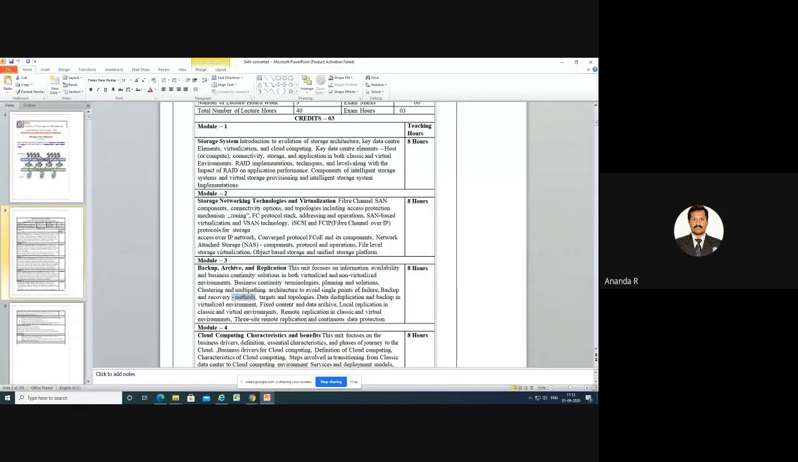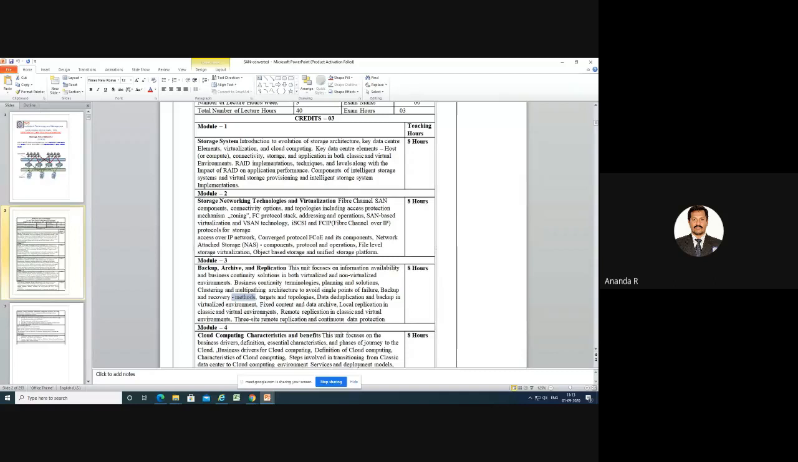Our focus is only on how the data is replicated in the virtual environment and in the classic environment, and how the data is backed up in the virtual environment and in the classic environment. What do we mean by clustering, and what do we mean by multi-pathing architecture? How do we avoid the single point of failure? That is our main focus in module number 3.